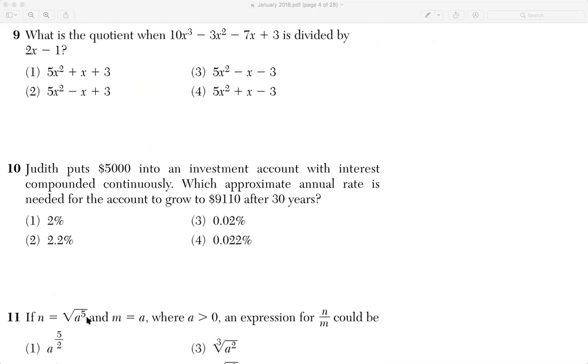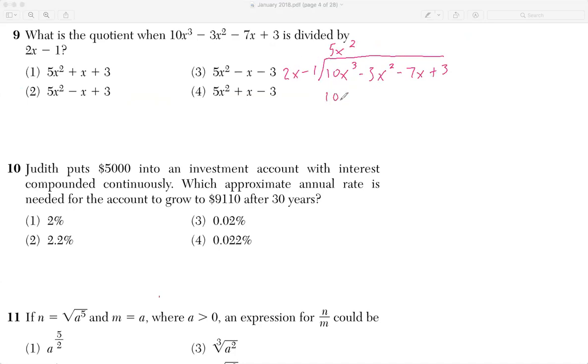Quotient. Okay, polynomial long division problem. Nice and simple. We got 10x cubed minus 3x squared minus 7x plus 3 divided by 2x minus 1. Let's see. What do I have to multiply 2x by to make it look like a 10x cubed? About a 5x squared.